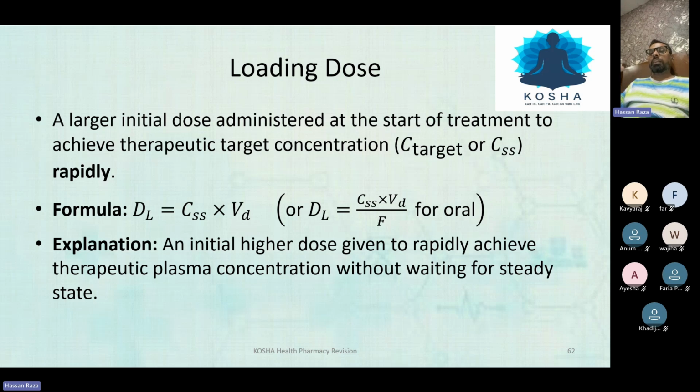For example, colistin is present as colistimethate sodium. Phenytoin is present as sodium phenytoin. So the formula will be different for these drugs. Otherwise, it will be loading dose: whatever concentration you want to maintain, multiplied by volume of distribution. For an oral dose, you have to divide by availability, and if it is in the salt form, you have to divide by the salt factor as well.